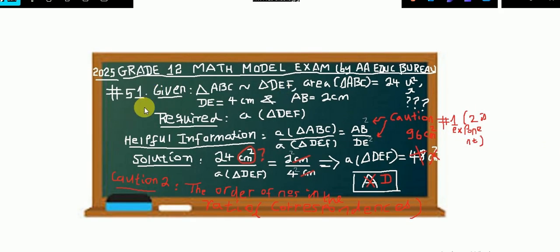To solve this problem, as usual, we have to first identify given quantities. We are given two similar triangles. Triangle ABC is given to be similar to triangle DEF, and the area of triangle ABC is given to be 24 square units. What is that unit? It's not mentioned. But the length of side DE is 4 cm and the length of side AB, these are corresponding sides, is 2 cm. Then we are asked to find the area of triangle DEF.